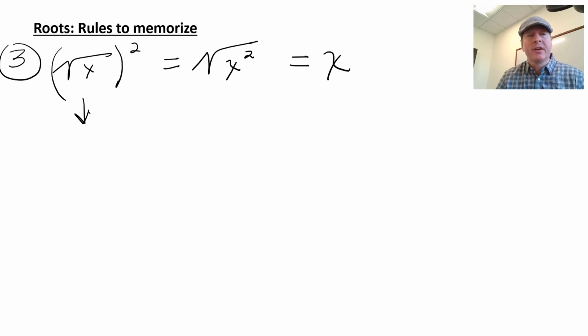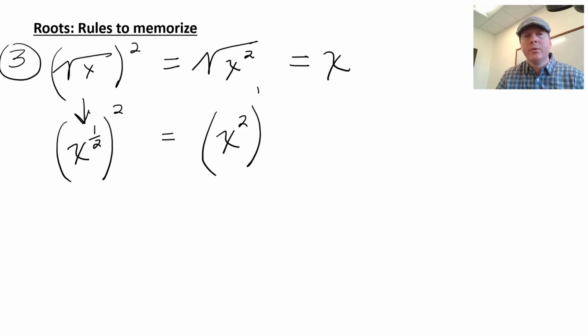The square root of x, when squared, well, the square root of x is simply x to the 1/2. So we're talking about x to the 1/2, squared. That's equal to, over here we have x squared, and we're taking the square root, so that is x squared to the 1/2. Both of those are equal to x to the 1. You multiply the exponents, that's the same as x to the 1, that's the same as x.